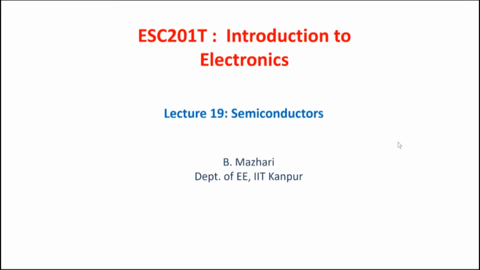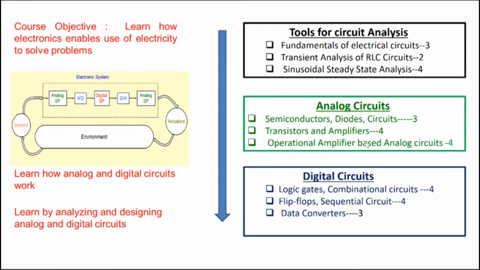Okay, so let's continue our discussions related to the course Introduction to Electronics. Today we start with a new topic, which is semiconductors, and then we'll go on to semiconductor devices such as diodes and transistors, and then circuits made out of them. In the very beginning, we had said that this is the outline of the course. There are 3 modules: tools for circuit analysis, analog circuits, and then digital circuits. So we start a discussion related to the second module today.